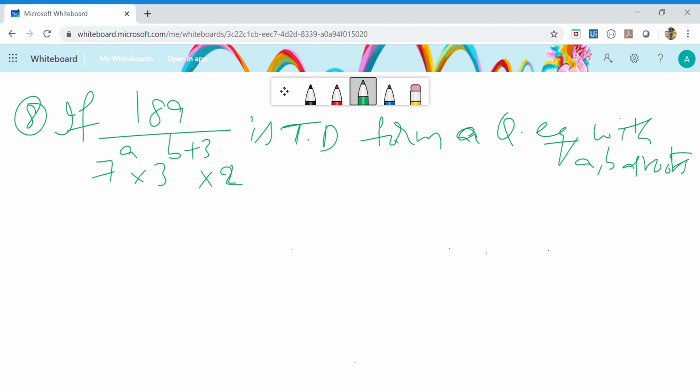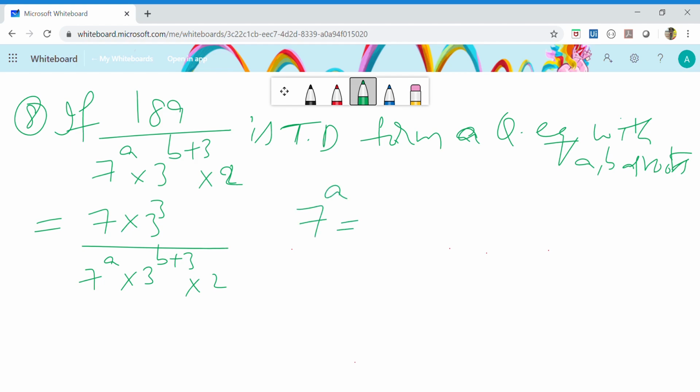Okay, so you have to do the prime factorization of 189. So given condition only I'm taking. So 189 prime factors as 7 into 3 to the power of 3, by the denominator, which can be written as 7 to the power of a into 3 to the power of b plus 3 into 2. If I write like this, then you have to get the a value, so you have to equate the powers of 7. So 7 to the power of a is equal to 7 to the power of 1, implies a is equal to 1, because you know the terminating decimal means the denominator should be in the form of 2 to the power of m into 5 to the power of n only. Other terms should not be there.